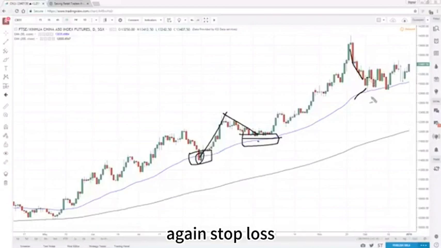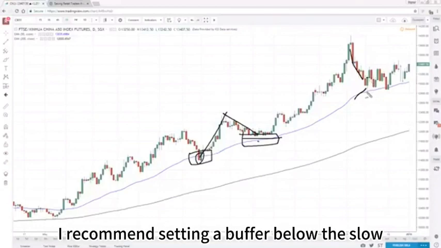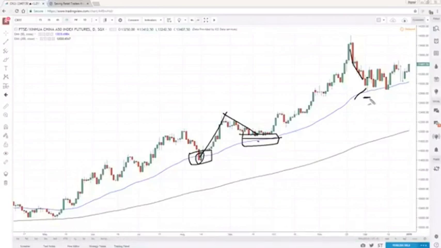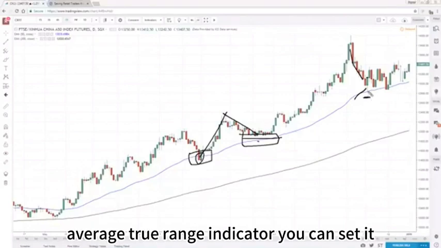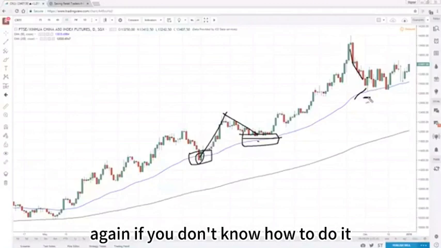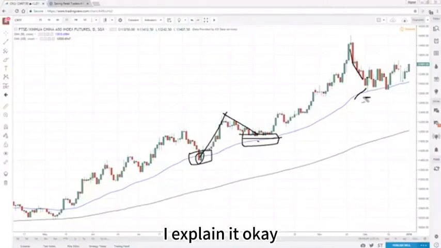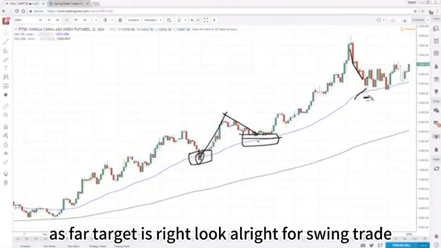Again, for the stop loss, I recommend setting a buffer below this low, let's say somewhere here. For those of you who are familiar with the average true range indicator, you can set it 1 ATR below this low. Again, if you do not know how to do it, go and check my stop loss video. I explain it.